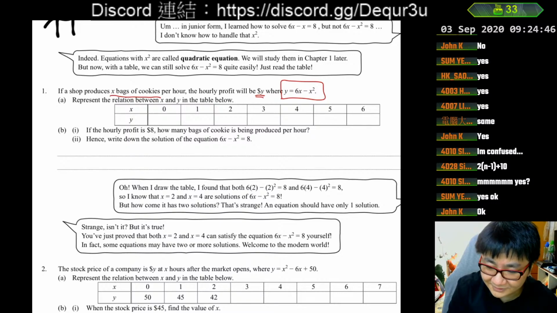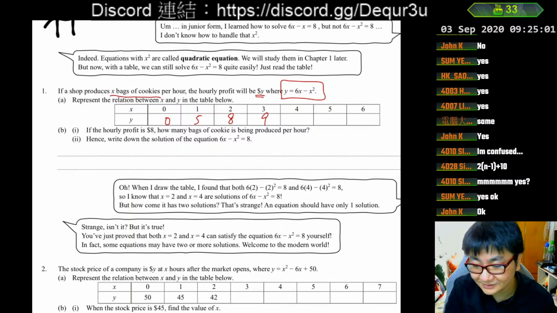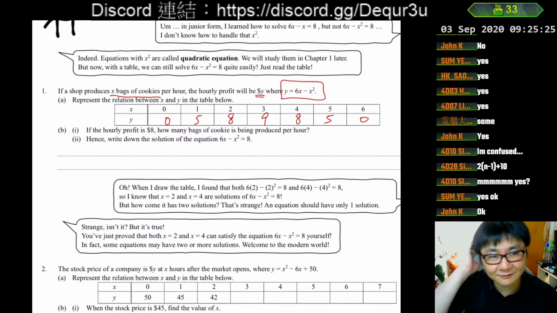So x is 0, y is 0. x is 1, then 6 minus 1, 5. x is 2, then 12 minus 4 is 8. x is 3, then 18 minus 9, it is 9. x is 4, then 24 minus 16 is 8. x is 5, then 30 minus 25 is 5. x is 6, then 36 minus 36 is 0. Okay, so fill the table. I think filling the table part is just pressing calculator. Or if you can do math well in your mind, maybe you don't really need to press calculator.